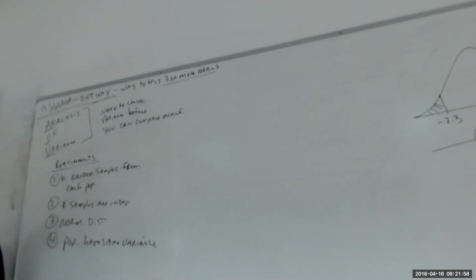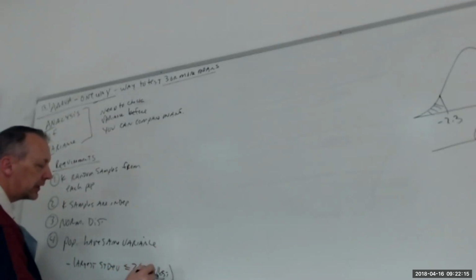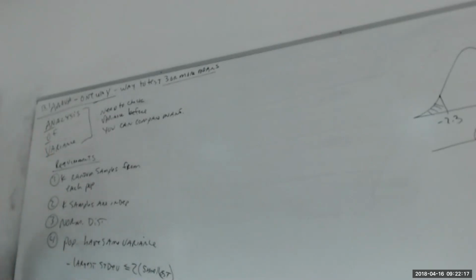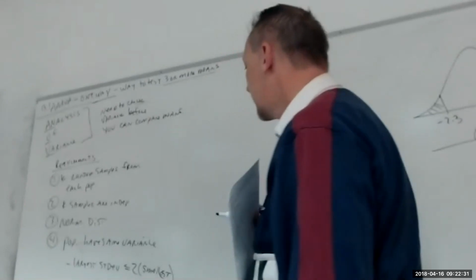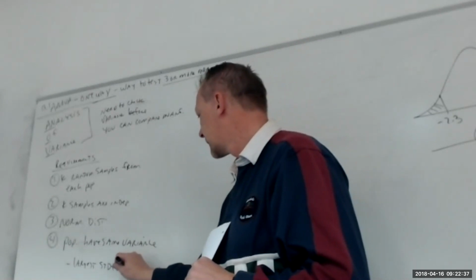And here's what we mean by same variance. What we're saying is that the largest standard deviation has to be less than or equal to 2 times the smallest standard deviation. If that's the case, we are saying that those are the same variance. Okay? So let me give you an example. You said greater than or equal. No, largest is less than or equal to 2 times the smallest. Okay?